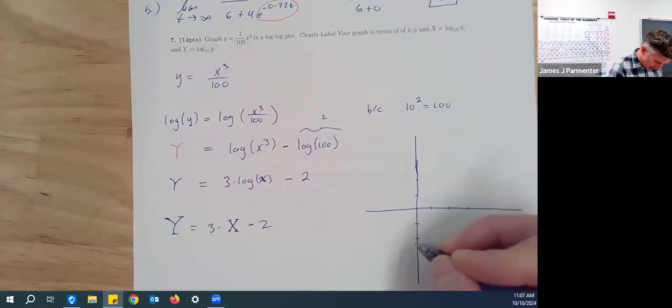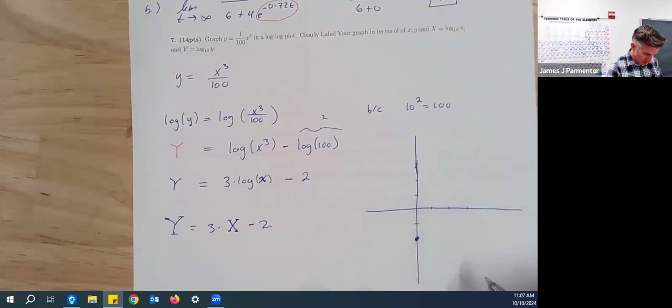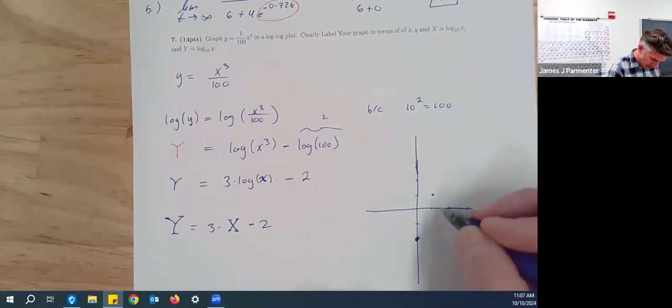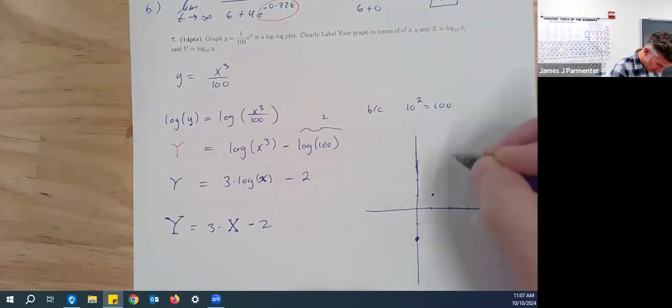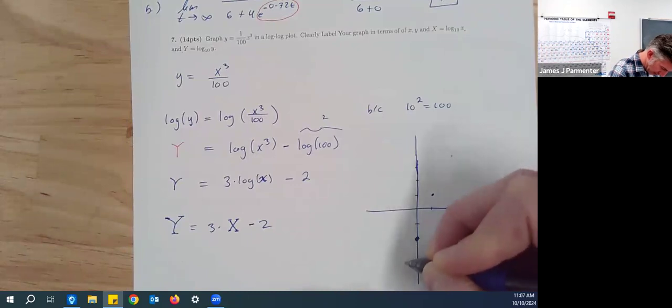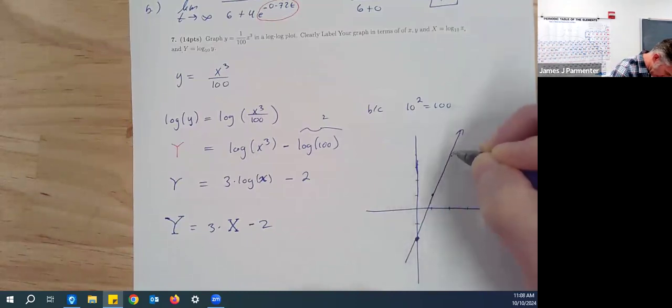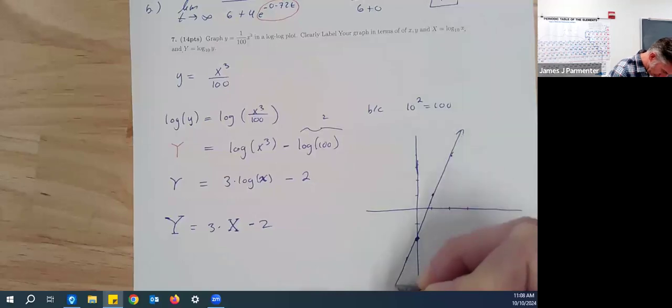Let's see. So my y-intercept is -2. My slope is +3, so I'm going over 1 and up 3. I don't love how steep this graph is, but I don't have a choice. It'll look vaguely like this. If I had a straight edge, I mean, I guess I do have a straight edge, I would use it, but yeah.